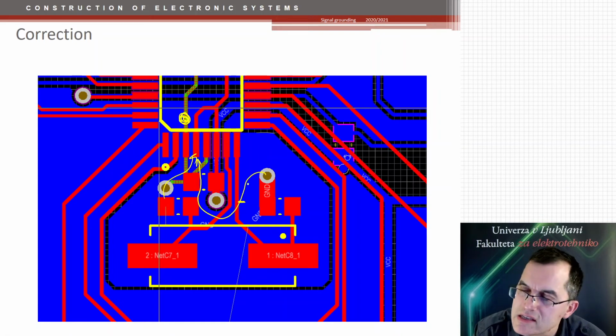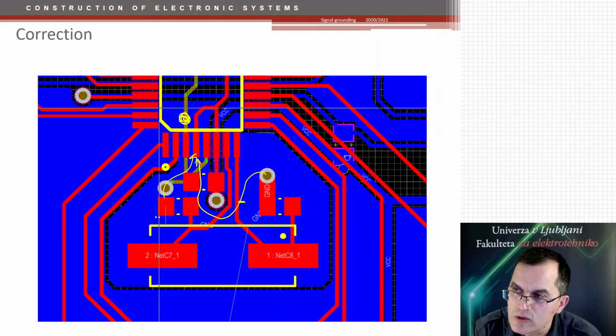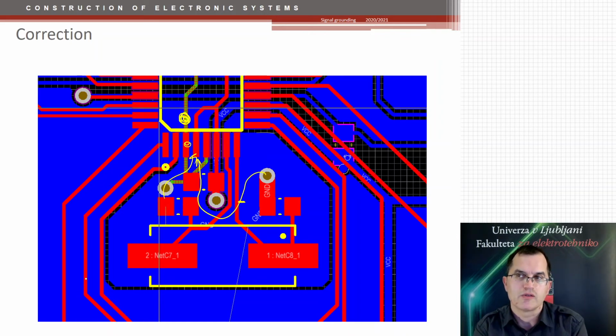But nevertheless, what we want to achieve is to make the smallest ground area here around the quartz and connect it in a single point to the ground pin of the microcontroller.